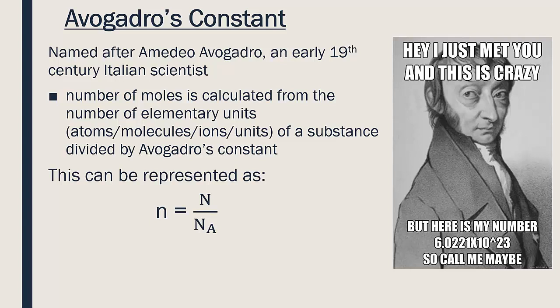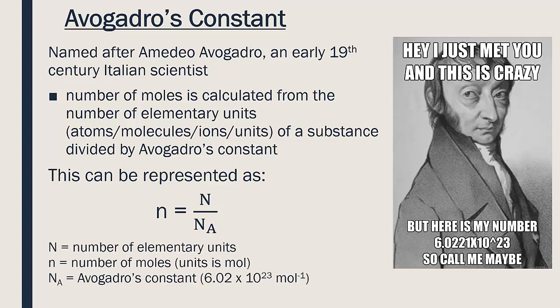The idea is that the number of moles is the amount of a substance divided by Avogadro's number. So the formula we use is little n for moles, with the units mol. Capital N is the number of some sort of elementary unit, such as atoms, molecules, ions, or just units. And then we divide it by Avogadro's constant, which actually has units as well, and its units are mol to the -1.